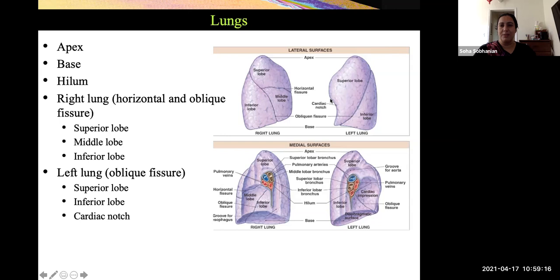Another thing that I mentioned prior is the cardiac notch, right? The little indentation on the left where the apex of the heart sits.